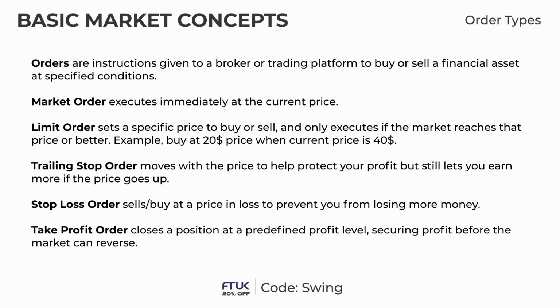What you are going to do is give instructions to your broker to buy or sell whatever you want to do with it, at a specific price point. That is basically an order. Now, there are different types of orders which you can place in the markets with your broker.